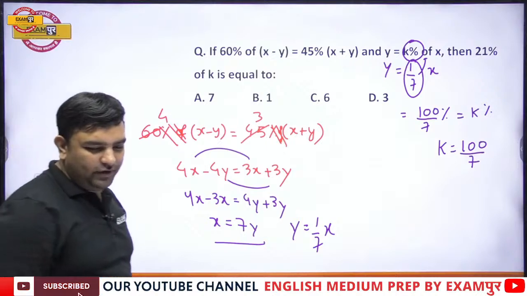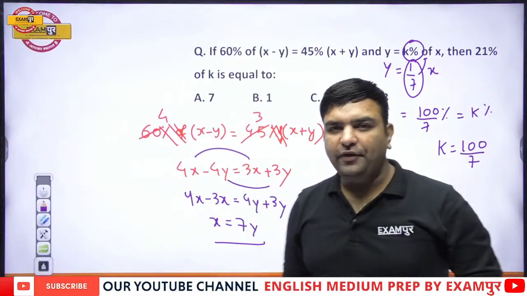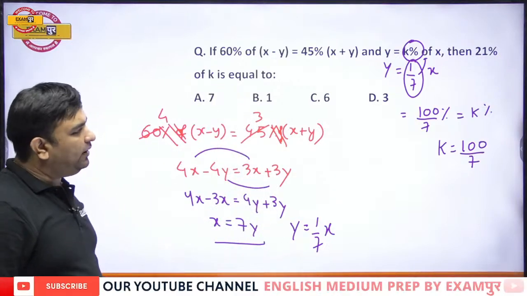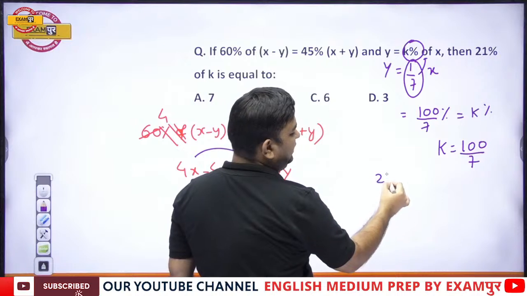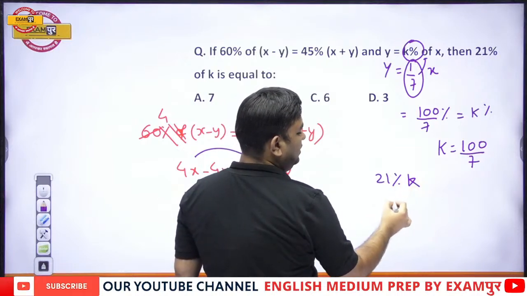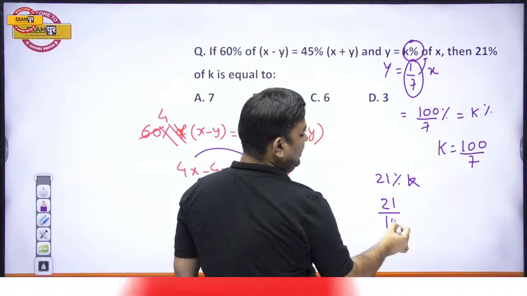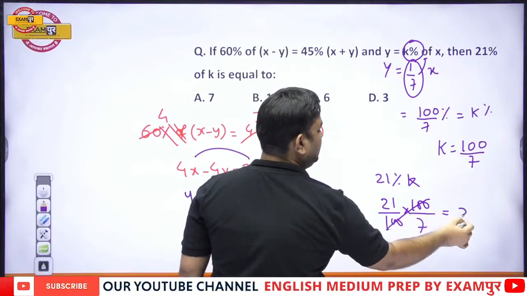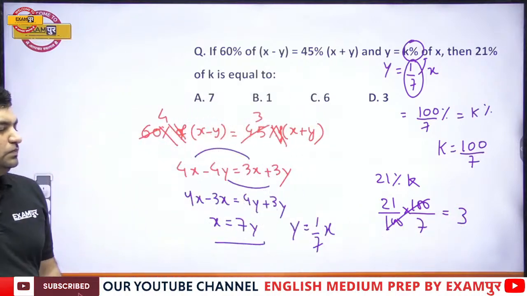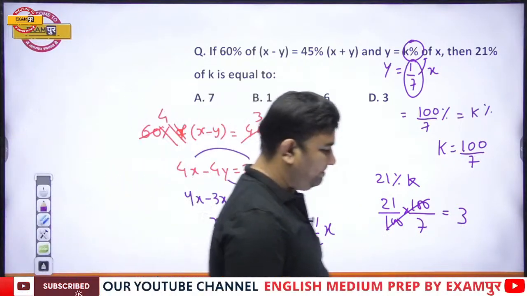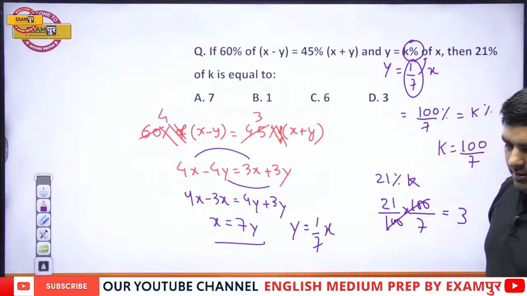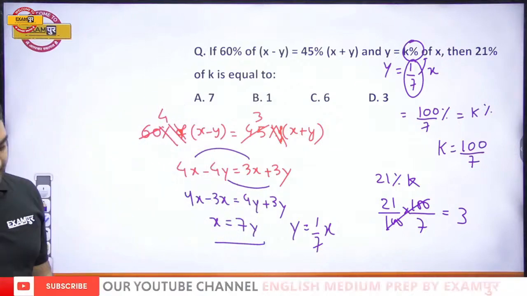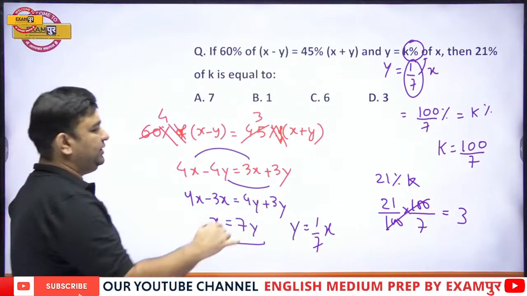Okay, Sachin, I will take care of it. Converting a fraction into percentage is about multiplying by 100. So what is 21% of k? It is 21 upon 100 of 100 by 7, which is 3. Clear? Guys, clear to all? If yes, please do let me know.